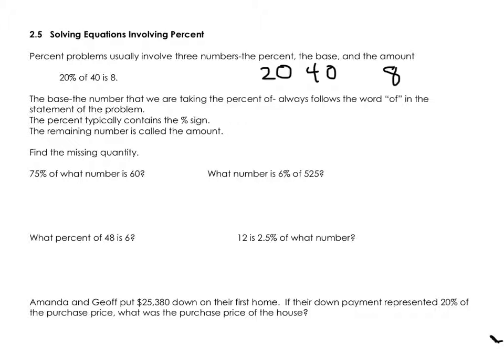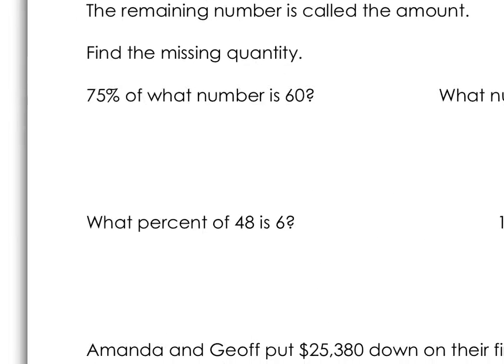One way to write this is to take our 20% over 100 equals our is number over our of number, the amount over the base. So, I'll be working the problems using this setup. The percent over 100 equals the is number over the of number. So, let's do our first problem.